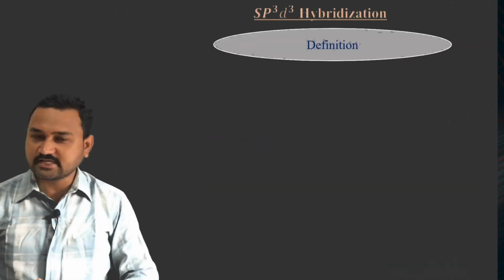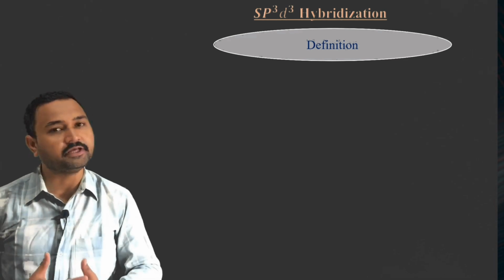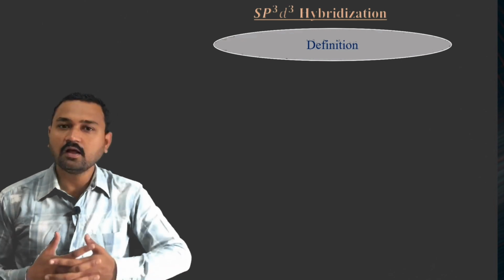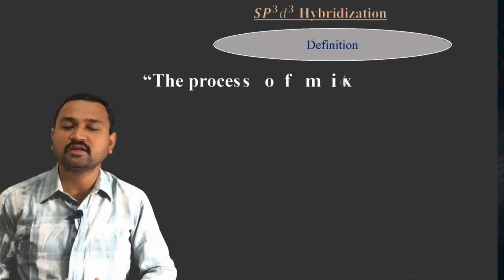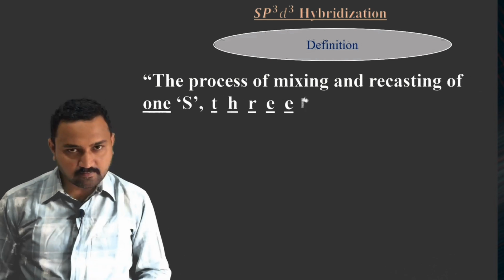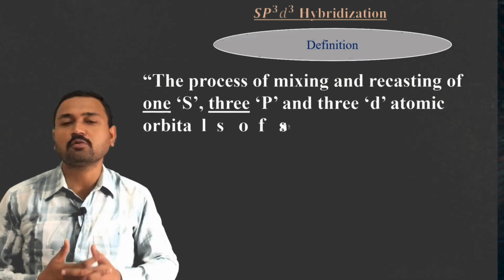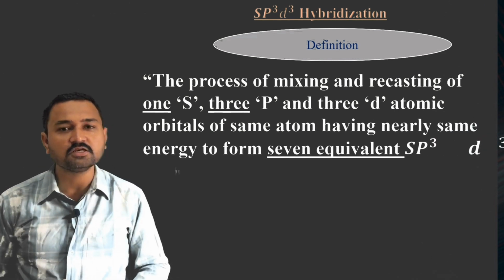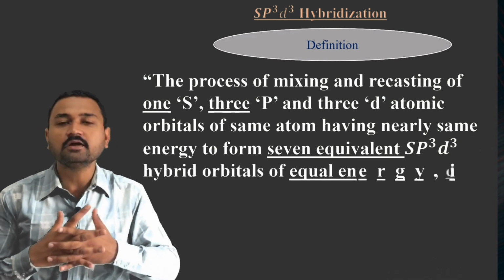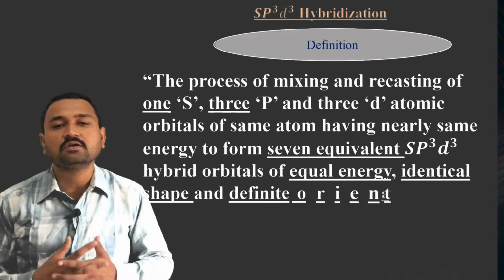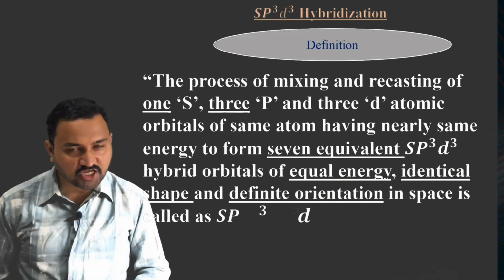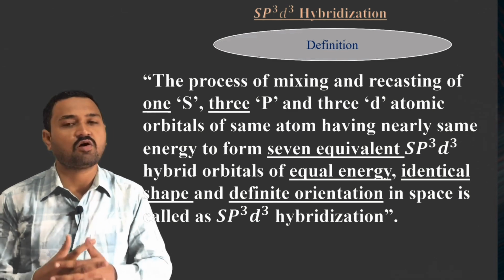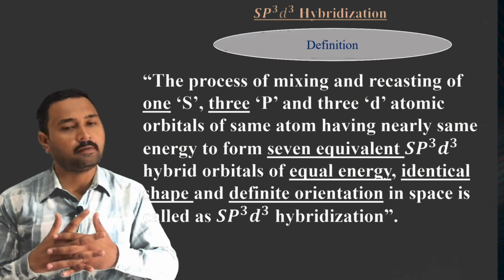Let us define the next type of hybridization, that is sp3d3 hybridization. So what is sp3d3 hybridization? The process of mixing and the recasting of one s, three p and the three d atomic orbitals of the same atom having nearly same energy to form seven sp3d3 hybrid orbitals with equal energy, identical shape and a definite orientation in space. Now this process is called as sp3d3 hybridization.